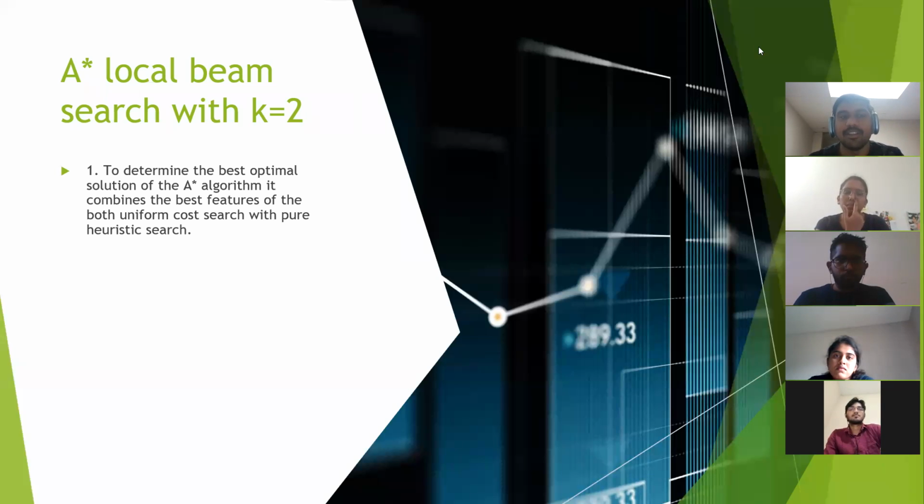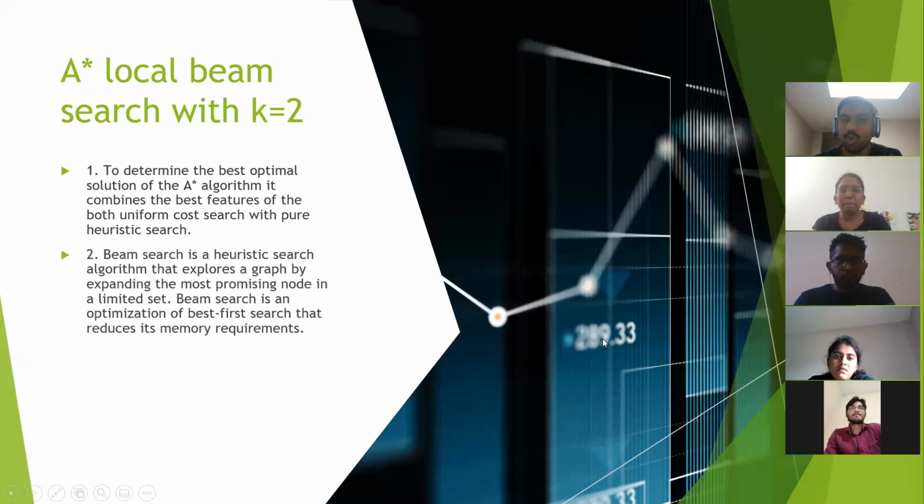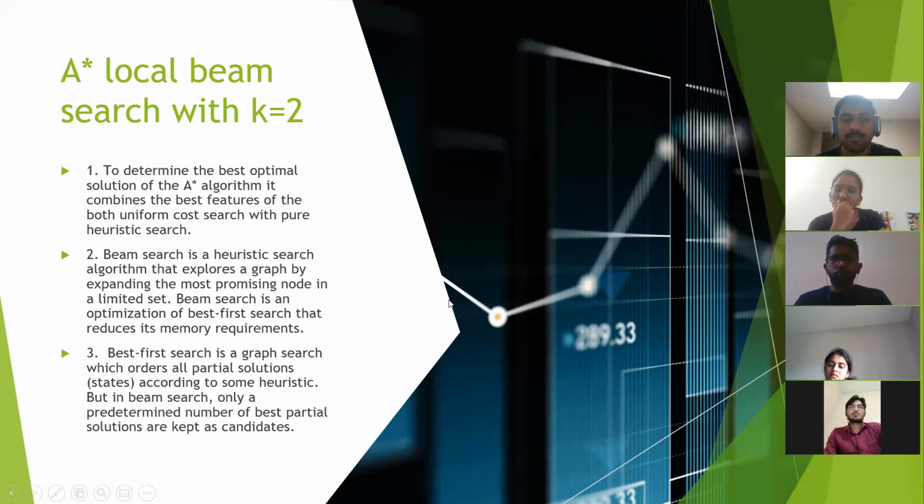Hi friends, my part is about A star local beam search with k equal to 2. Basically, A star search is the best optimal solution, an algorithm which combines uniform cost search and greedy search to get the optimal value of the local values. Beam search is a heuristic search algorithm that explores a graph by expanding the promising nodes in a limited set. Beam search is an optimization of best first search that reduces its memory requirements.